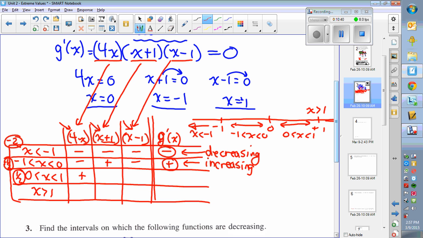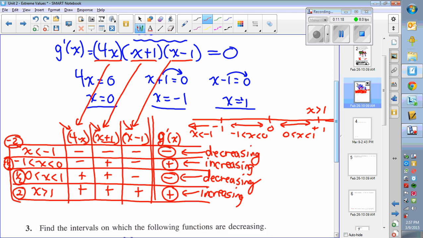1/2 times 4 is positive. 1/2 plus 1 is positive. 1/2 minus 1 is negative. Two positives and a negative multiply to give a negative value. This shows that the function is decreasing in that interval. And the last interval, choose any number bigger than 1, like 2 or pi or anything. 2 times 4, positive, positive, positive. 3 positives make a positive for the derivative, and it is increasing on that interval.